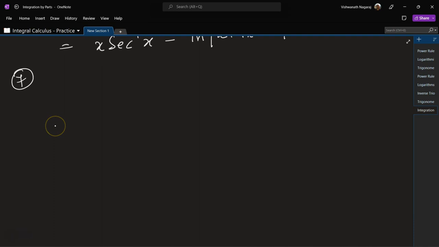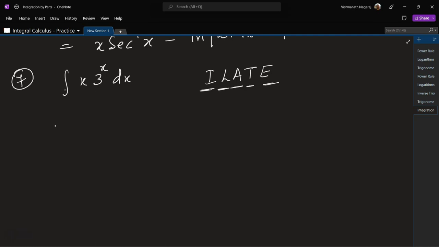seventh one. Okay, integral of x 3 to the power of x dx. Okay, till now the first six problems are more or less derivations, right? They were not actually problem solving. Okay, so let's do this. If you follow ILATE: inverse trigonometric, logarithmic, algebraic, trigonometric, and exponential, right? Whichever comes first, that you take as u.